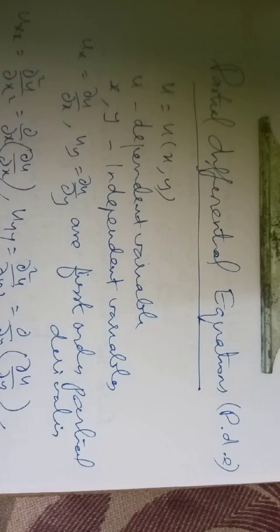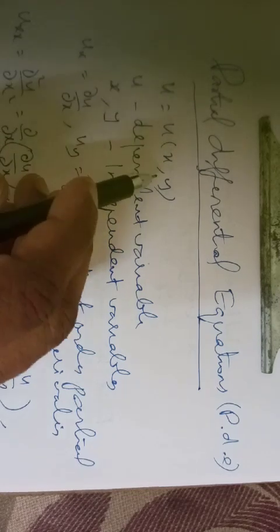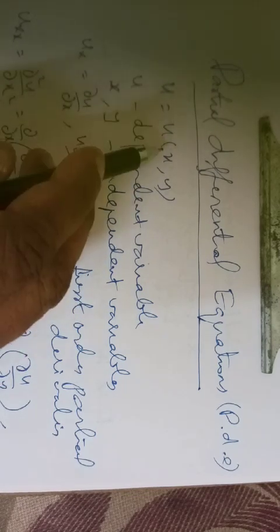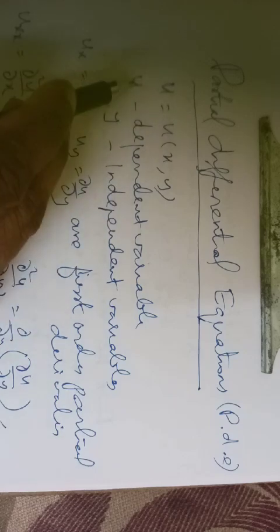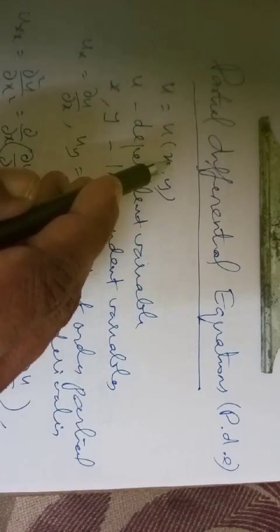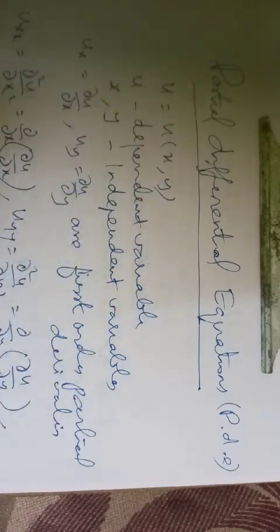Partial differential equations. In short, we write PDE. Here we consider a function u. U is a function of x and y. U equal to u of x, y means u is a function of x and y. Therefore, u is called a dependent variable and x comma y are called independent variables.